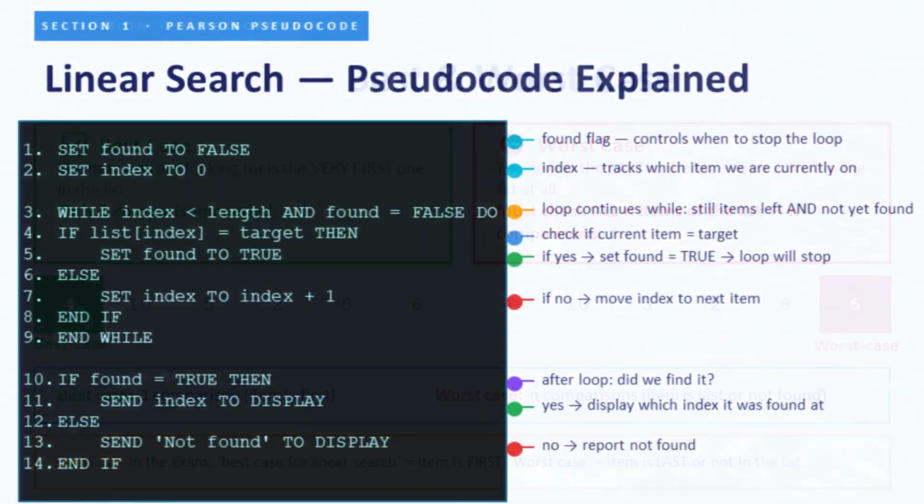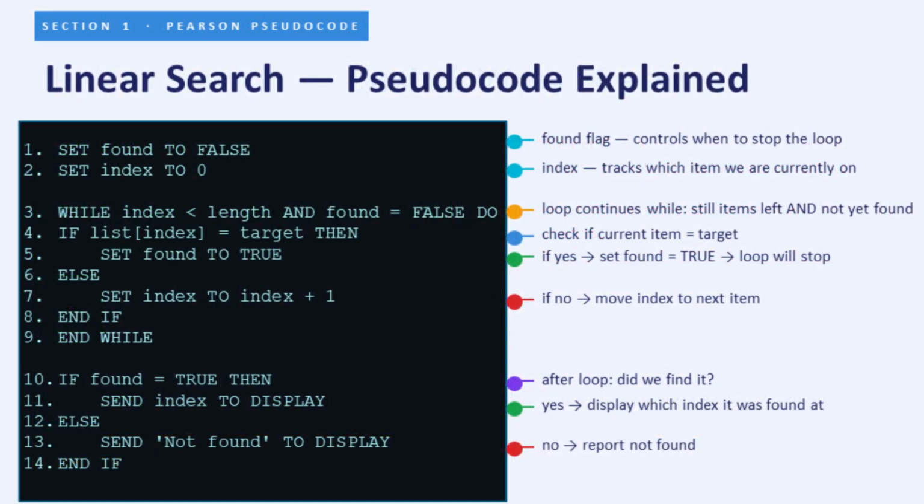Now let's look at the Pearson pseudocode for linear search. I am going to go through every single line and explain exactly what it does, because this is what you will be asked about in Paper 1 and Paper 2.